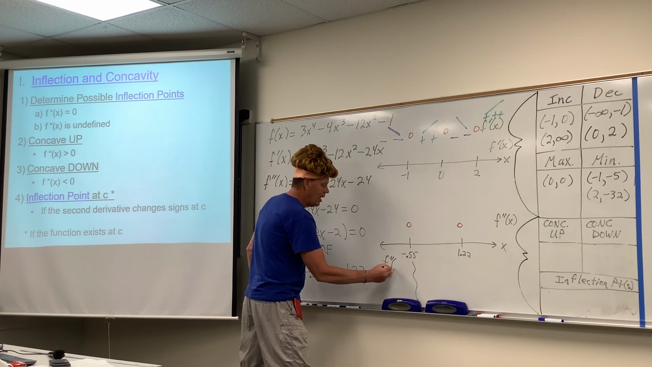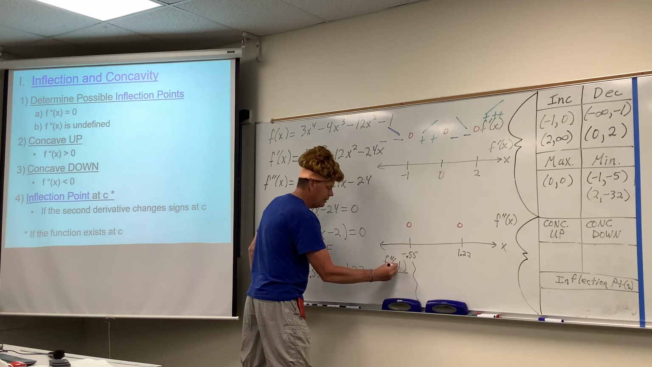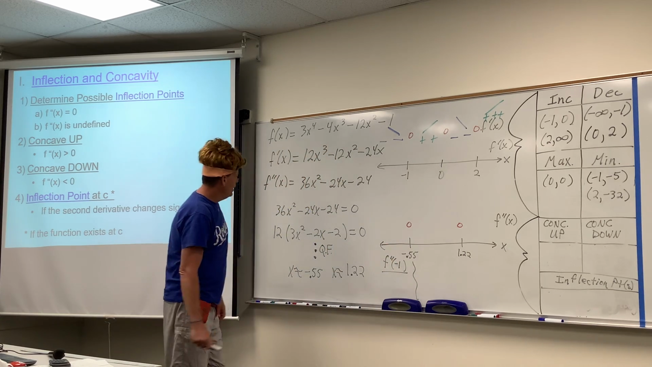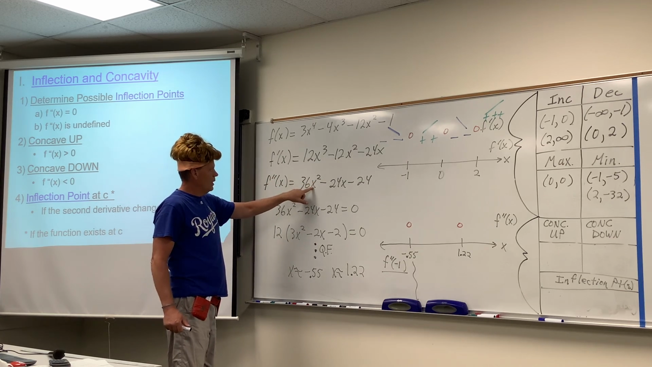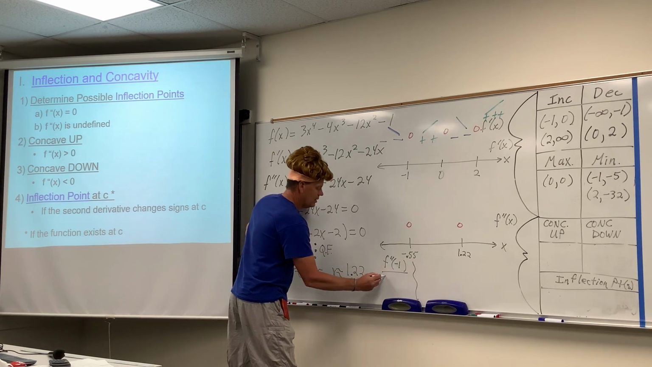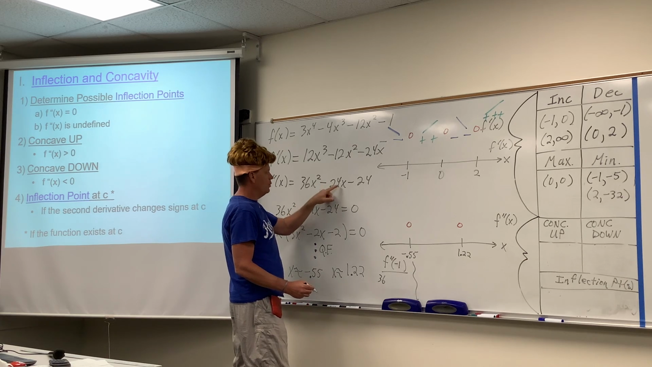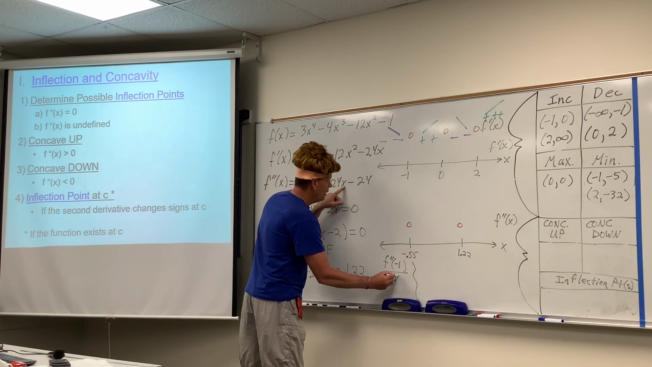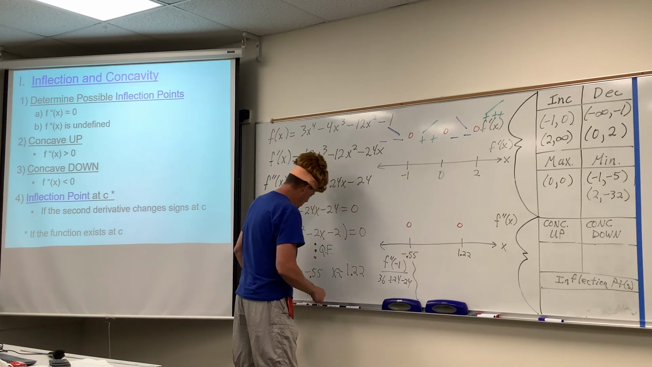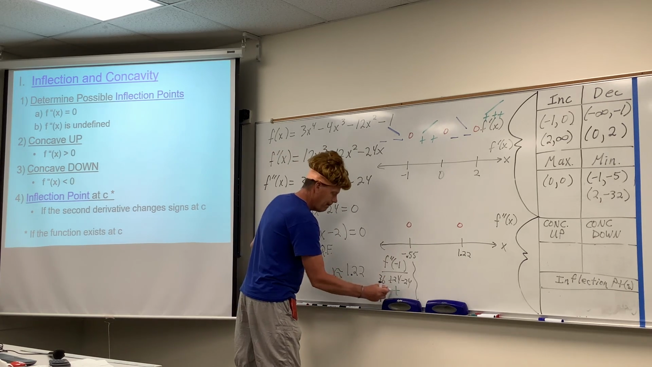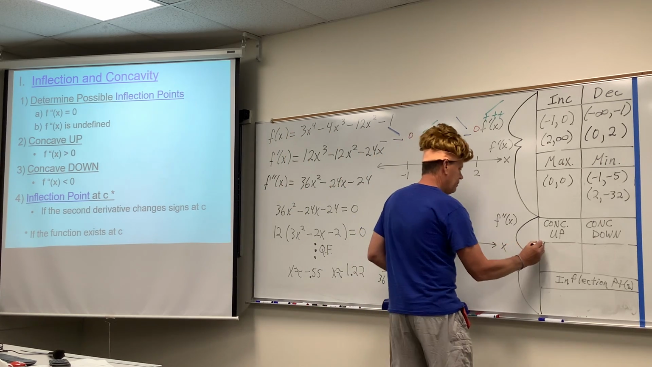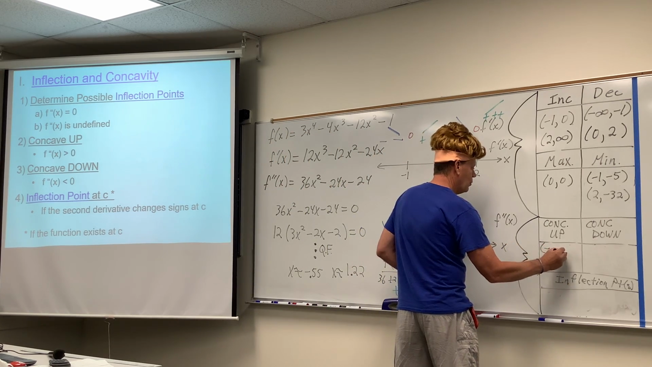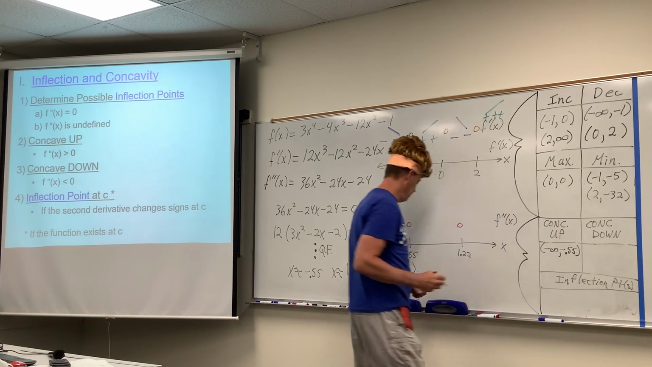F double prime of negative 10. And I'm going to do negative 1. That's out there. That'll be easier. All right. Negative 1, f double prime. Negative 1 squared is 1 times 36. That'd be 36. Negative 24 times negative 1 is plus 24. And then minus 24. That's all going to be a positive number. Concave up. So, from negative infinity to negative 0.55, it's concave up.